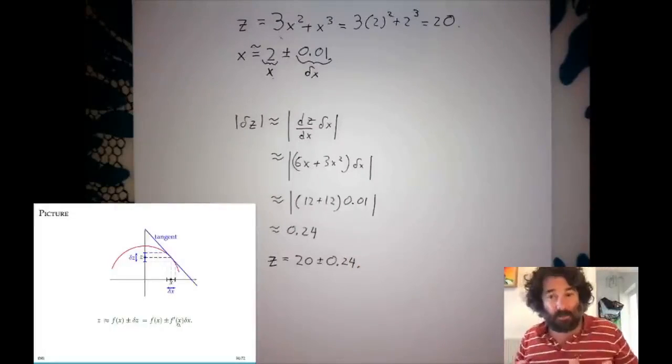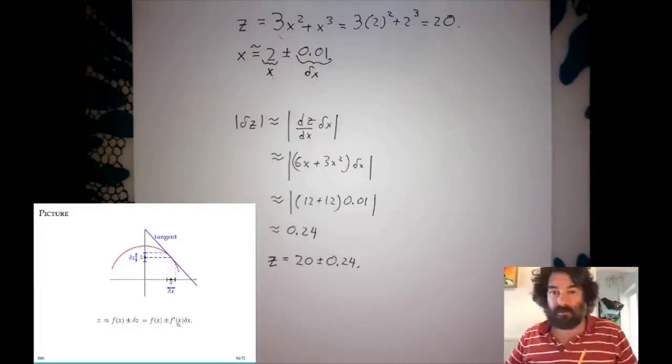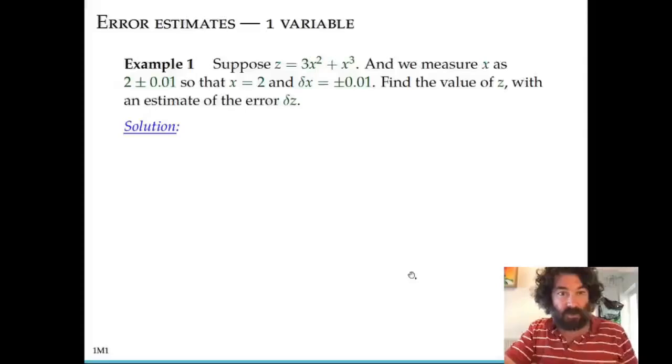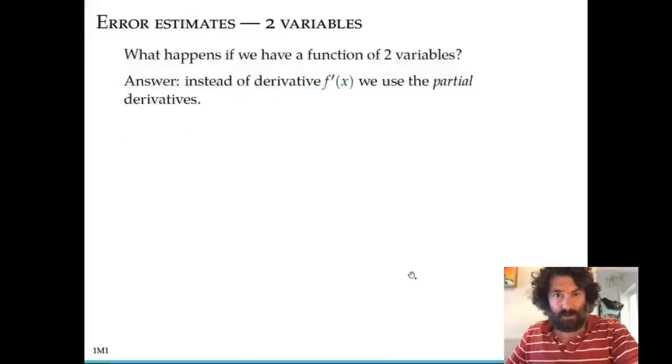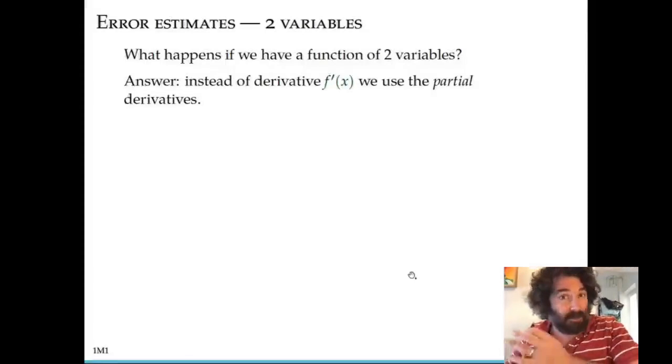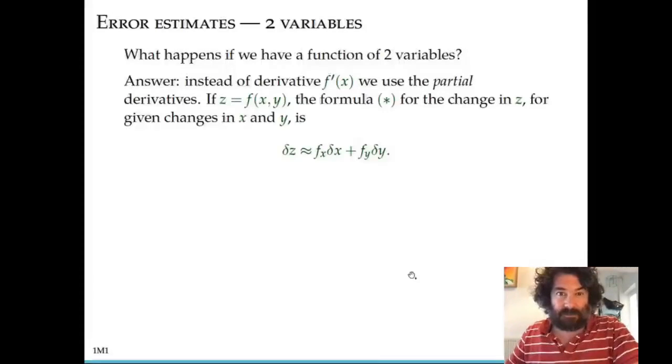Okay, this is this example when there's only one variable. Z depends only on one variable, x. Now let's consider what happens when z depends on two variables. Well, as you probably anticipate, rather than using the derivative of f with respect to x, we use the partial derivatives of z with respect to the two variables. And we use the same formula for the linear approximation that we discussed in the previous video.